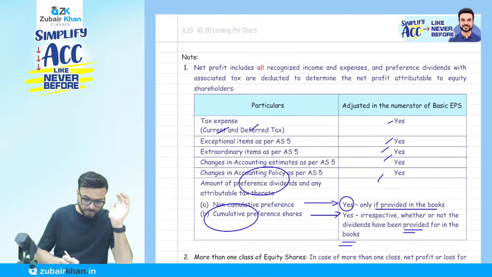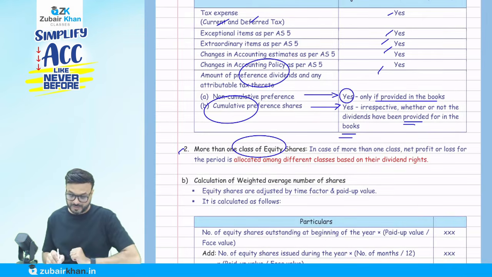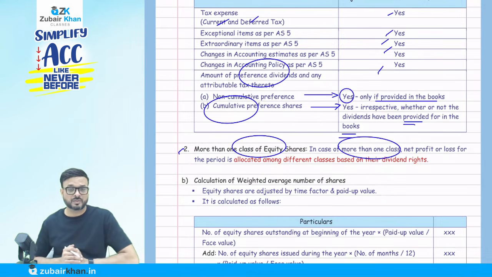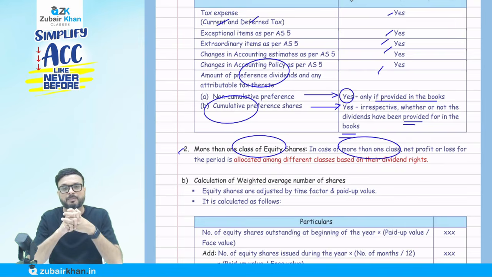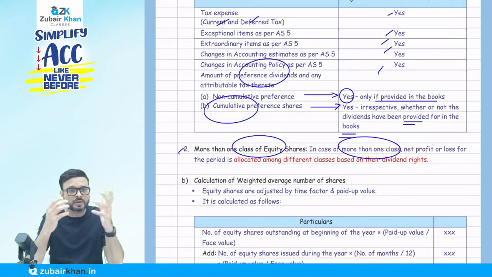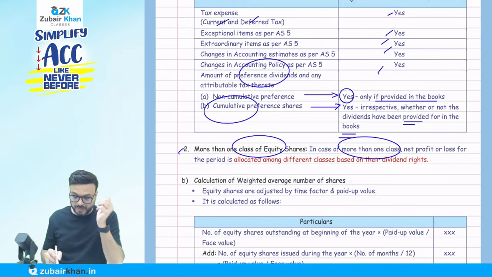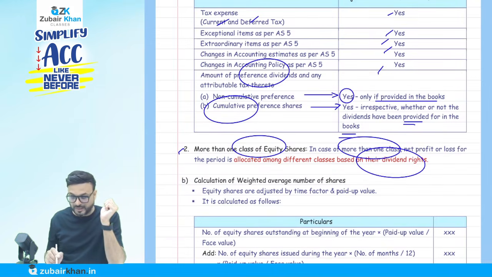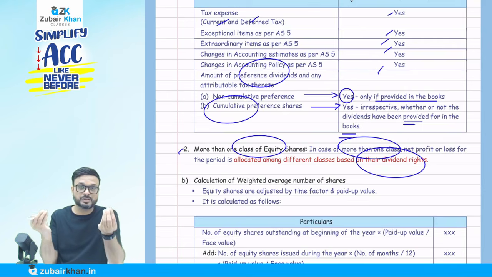Now, one more point: if we have more than one class of equity shares in that year, what do we mean by more than one class of equity share? For example, say there are two types of equity share. To one we give one vote, one share, one vote. But the other type of equity share, they don't want the voting, but we give them additional dividend. So how to distribute the profit, how to calculate the EPS? We allocate the profit between the different classes of equity share on the basis of their dividend rights.